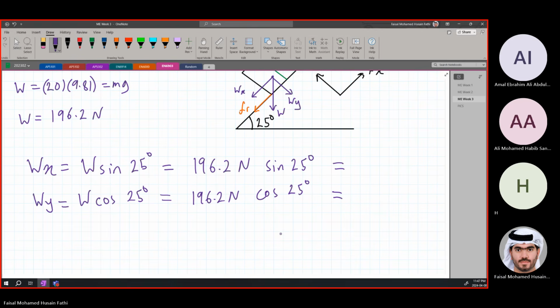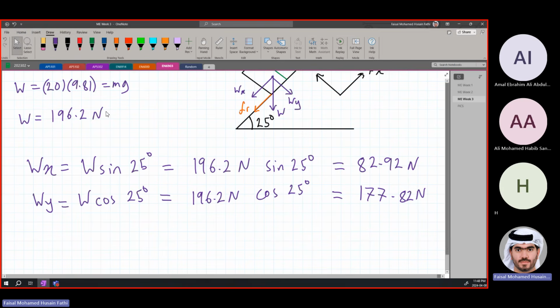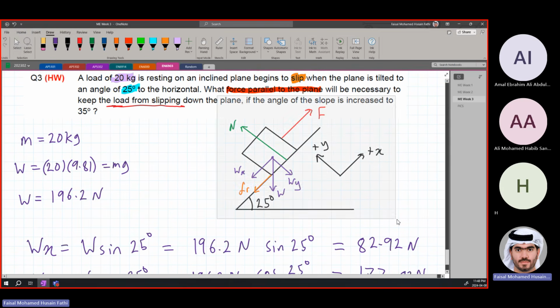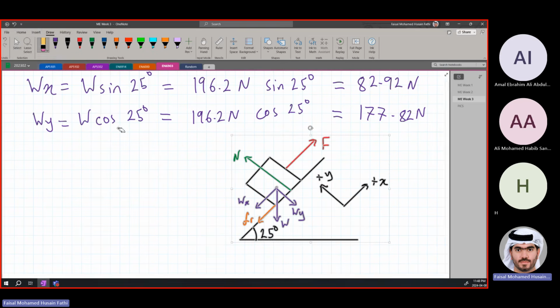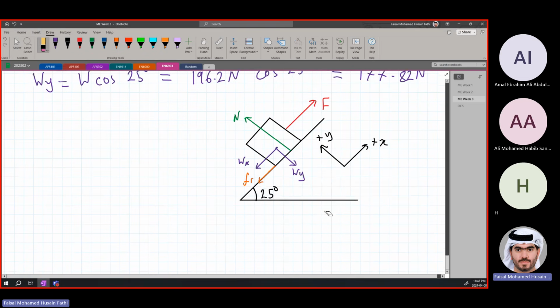196.2 times sine 25 is 82.92 newtons, and cosine 25 is going to be 177.82 newtons. Okay, so these are the components of the weight, so we can just copy paste this now and remove the W in the middle because we have already broken it down into its components. So we can remove this. We don't need this anymore.